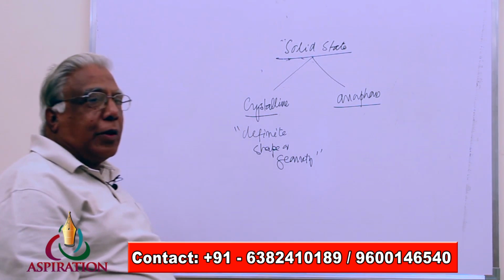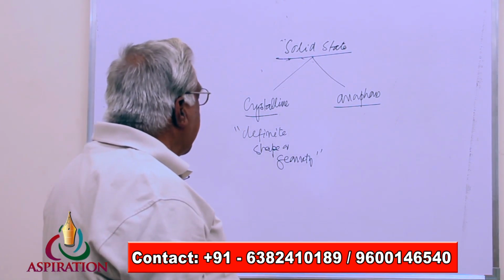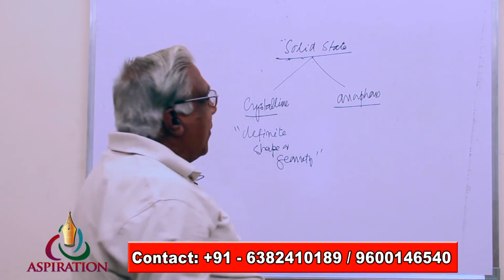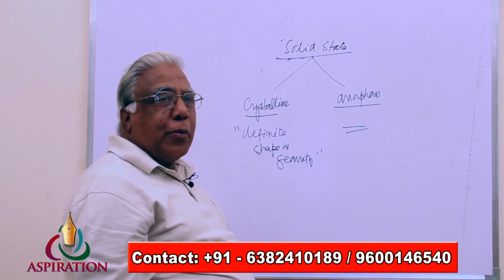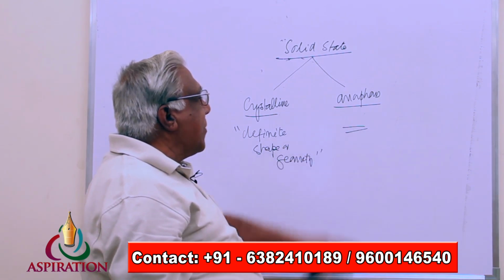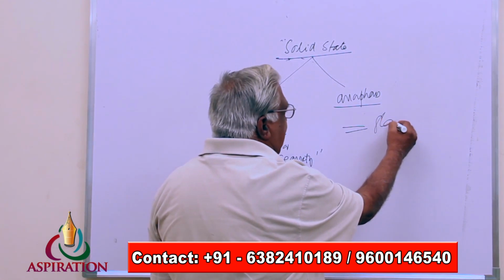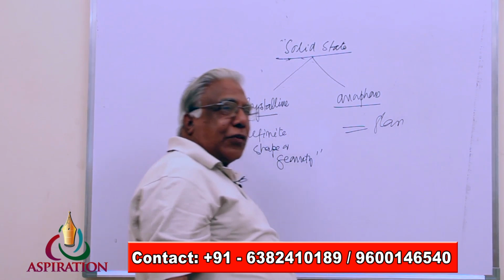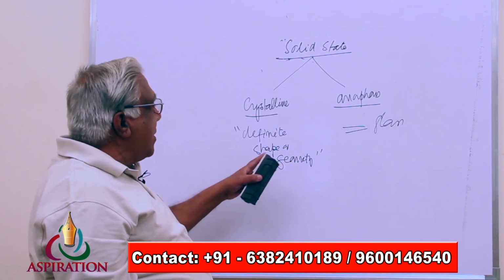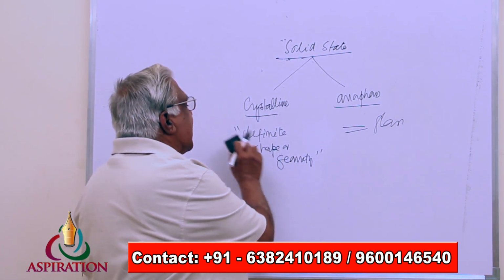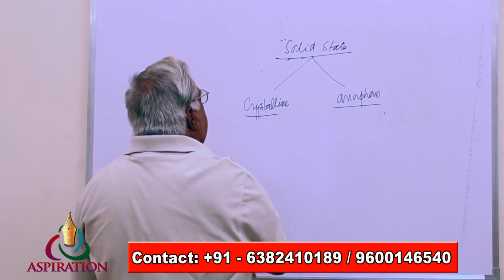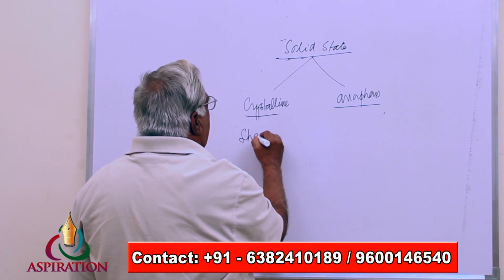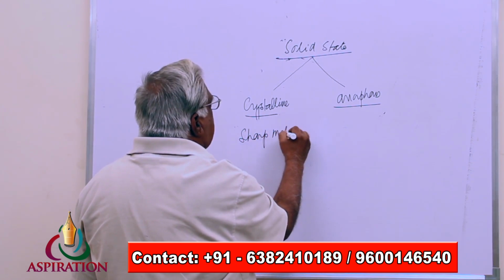The crystalline solids are characterized by a definite shape or geometry, whereas amorphous solids do not have a definite shape or a definite geometry. So an example for an amorphous solid is glass or plastics like this. So the major difference between them is crystalline solids are characterized by what we are going to call a sharp melting point.